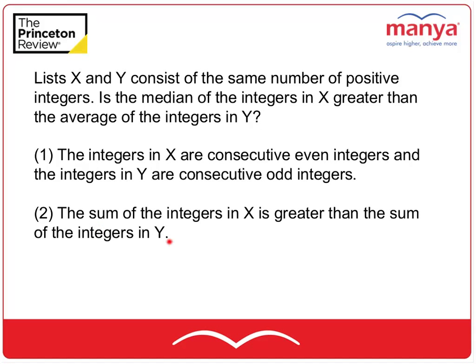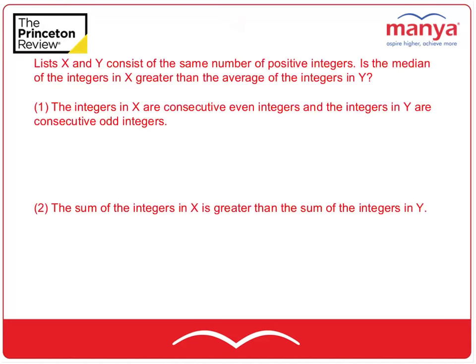So in data sufficiency questions, as I said, we should first concentrate on the question alone and know what is given and what we are supposed to find. So when we look at the statement, lists x and y have the same number of positive integers, and the question we are concerned with is whether the median of x is greater than the average of the integers in y. So that is the simpler version of the question we can write. Now concentrate on the first statement.